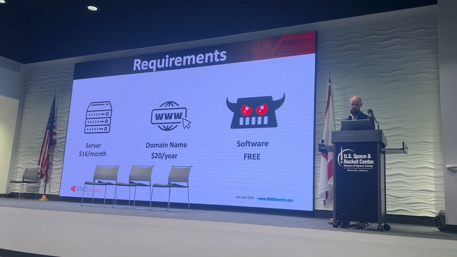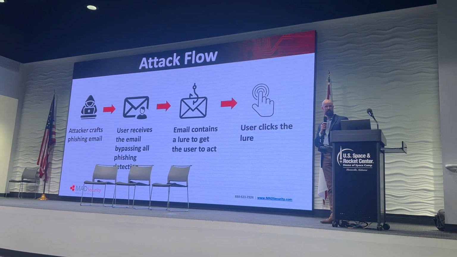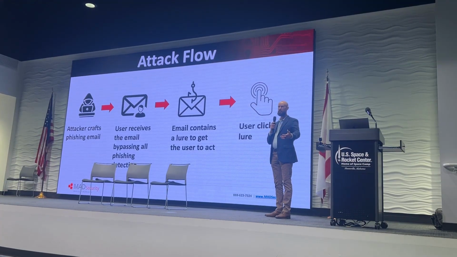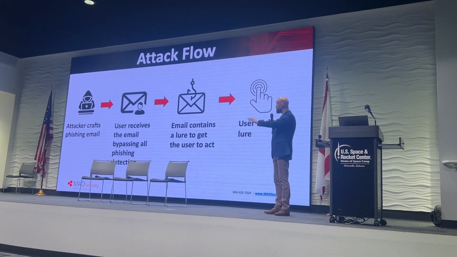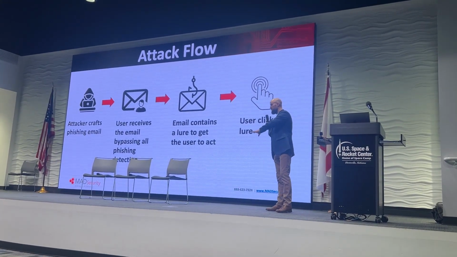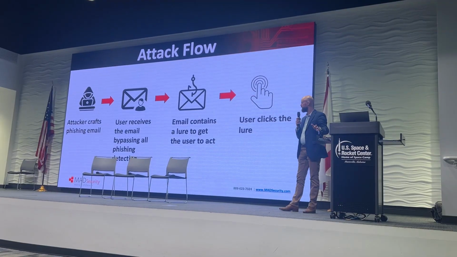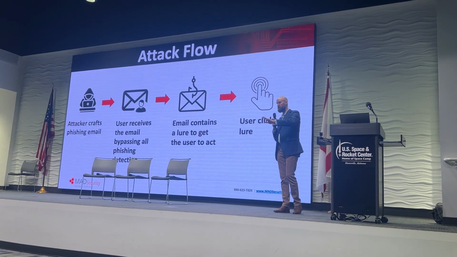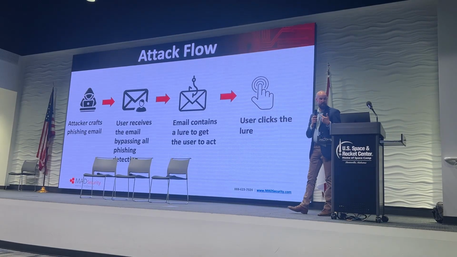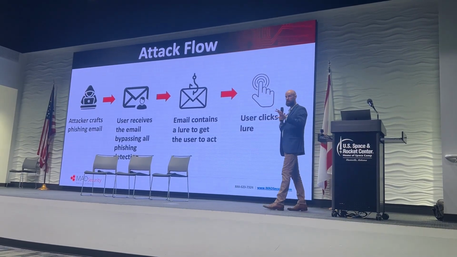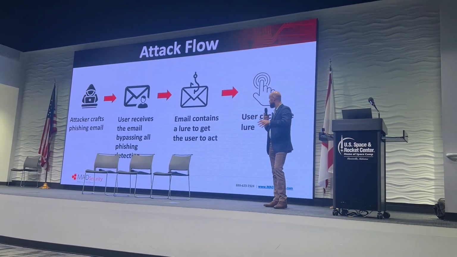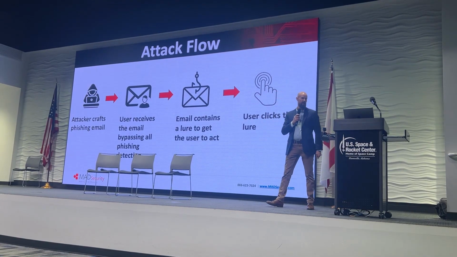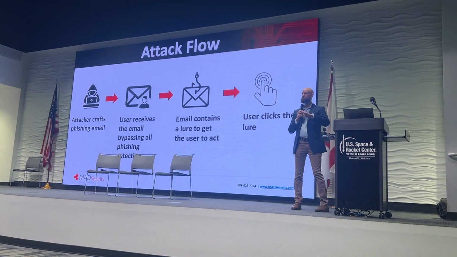So what the attack workflow looks like in this one is the attacker is going to craft a phishing email. You've probably seen these phishing emails. The user is going to receive the email, and at that point, if you get it, all of your phishing detection has failed, right? So we're going to assume you're the last line of defense. The email contains a lure, which is the link meant to get the user to act. It's trying to make you do something. And then you click the lure. So we're going to assume you do all these things.